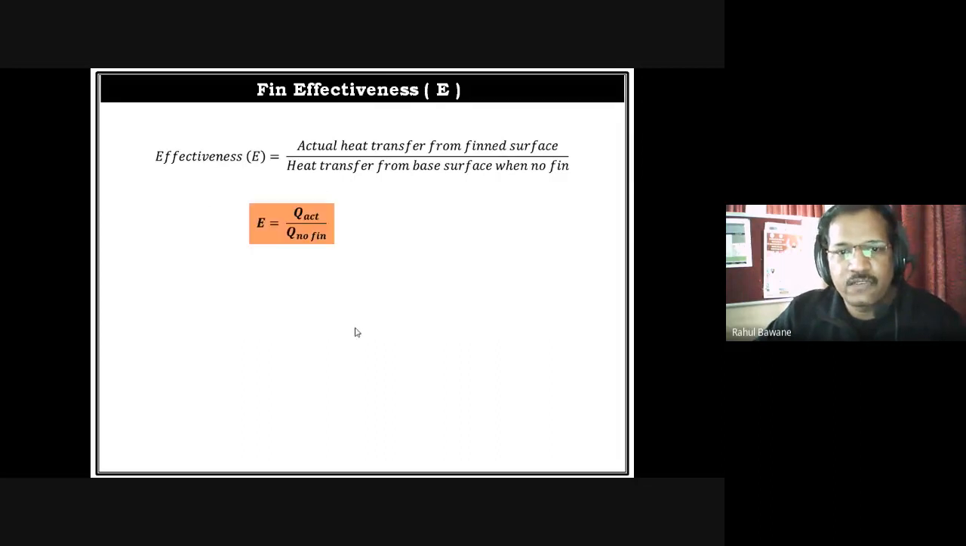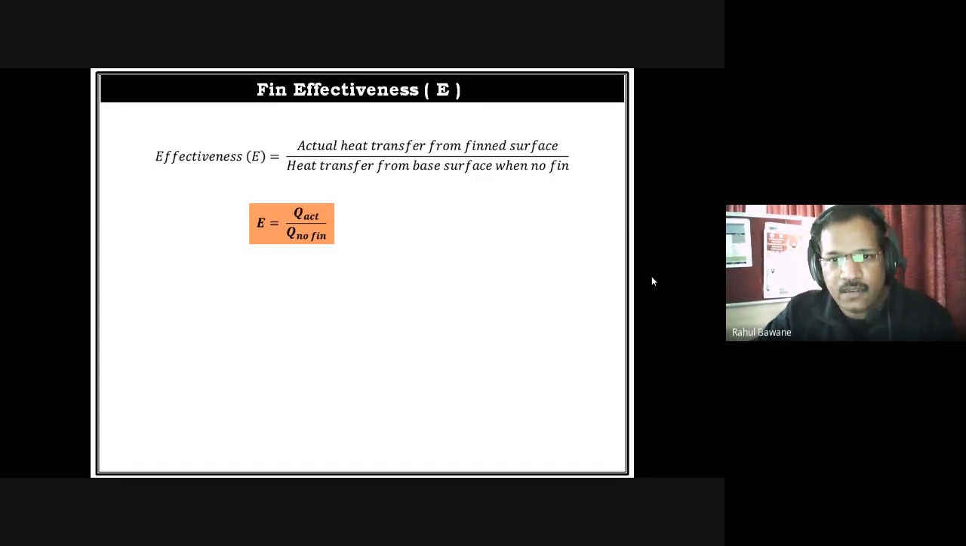So Q actual upon Q when there is no fins. Now what is the Q actual? If fins are infinitely long, we know that Q actual is h P k theta 0. If fins are insulated tip kind of fins, Q actual will be h P k theta 0 tanh(mL).